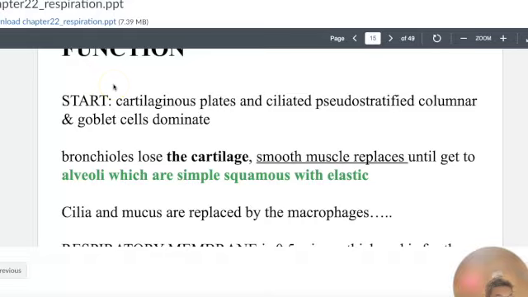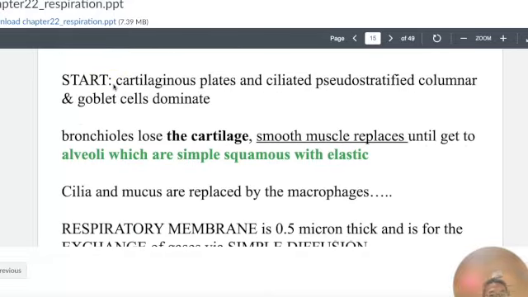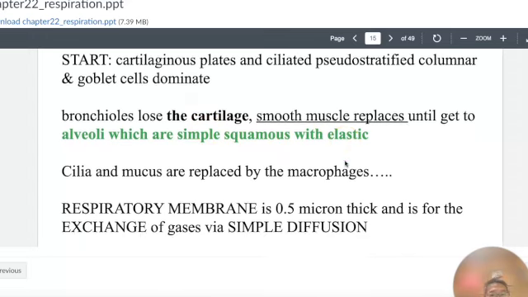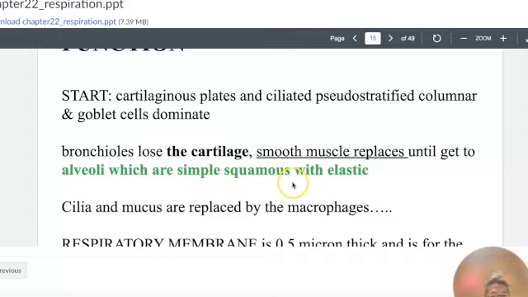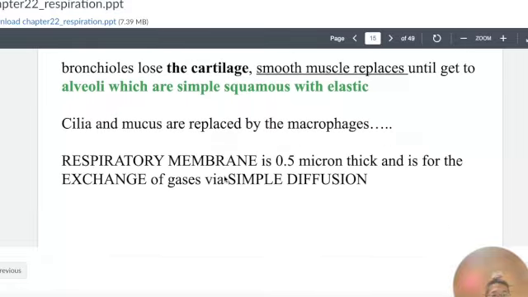Again, in the trachea, it is cartilage. Once it reaches the bronchioles, it is replaced by smooth muscles. And then when it comes to the alveoli, it is simple squamous. If you remember in chapter 4 or 5 of AP1, when we talked about different skin cells, simple squamous is just one layer of cells for gas exchange, or simple diffusion, and things like that. Some cilia and mucus are replaced by macrophages.